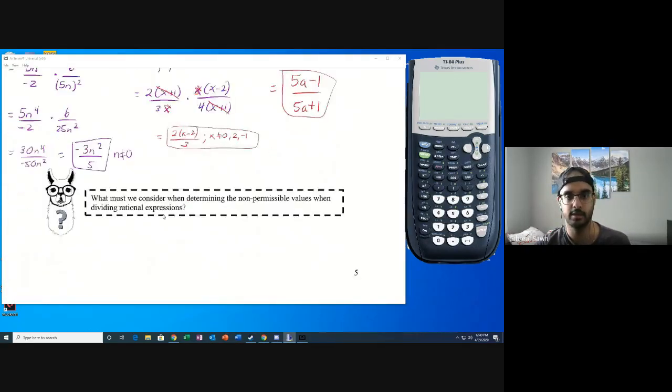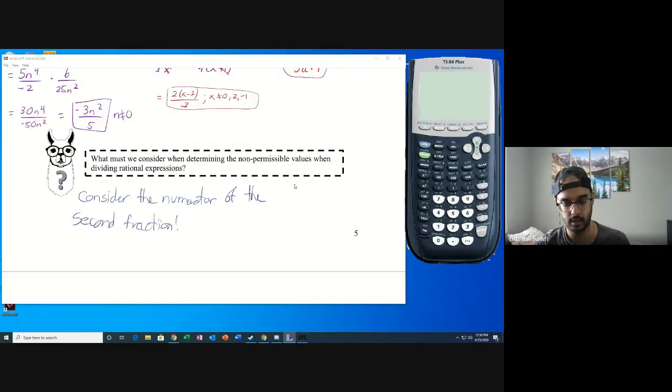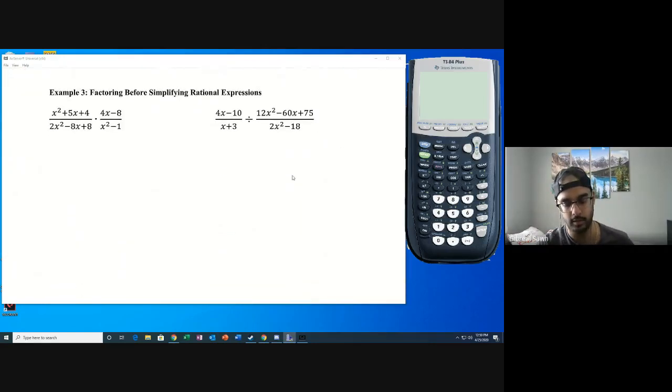Okay, underneath, when you're dividing or determining non-permissible values, just remember that you have to consider the numerator of the second fraction, because when we divide, that one gets flipped over and goes into the denominator place now. Okay, that could leave us with an issue. So when we turn it over, there's a couple more here.